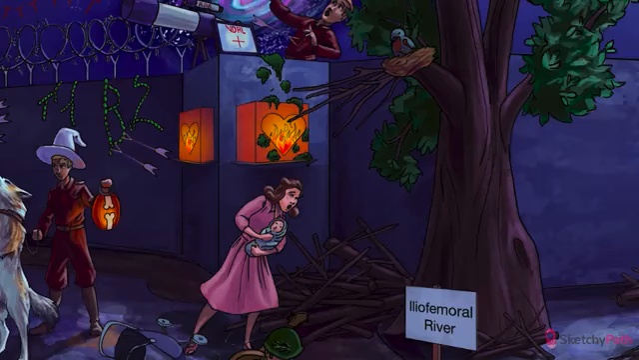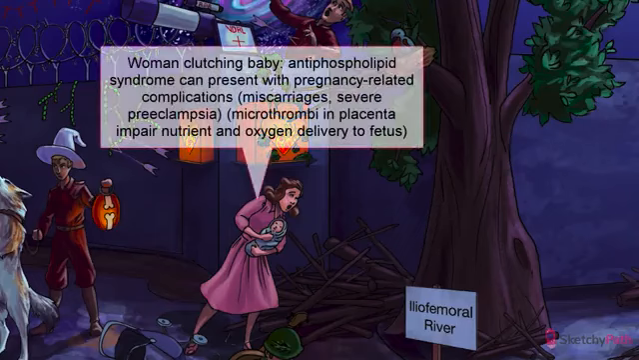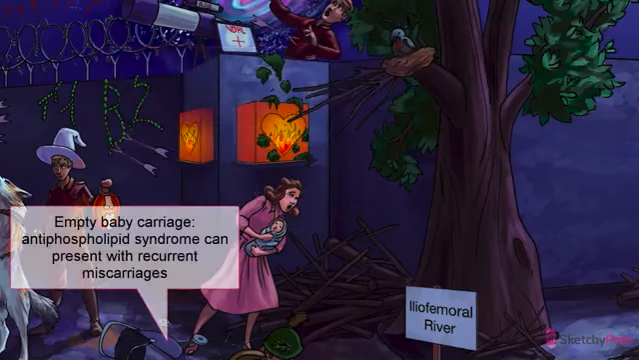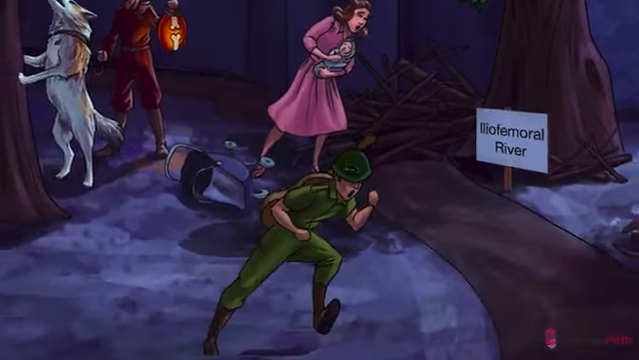Interestingly, antiphospholipid syndrome tends to disproportionately affect women in a manner similar to the tendency for females to develop lupus and other autoimmune diseases. In women, watch out for pregnancy-related complications, such as multiple unexplained miscarriages and severe preeclampsia. The mechanism behind this is not well understood, but thought to be related to microthrombi formation within the placenta, cutting off nutrient and oxygen delivery to the fetus. Multiple miscarriages is a classic clinical scenario that you'll see on the test, so remember that empty carriage.